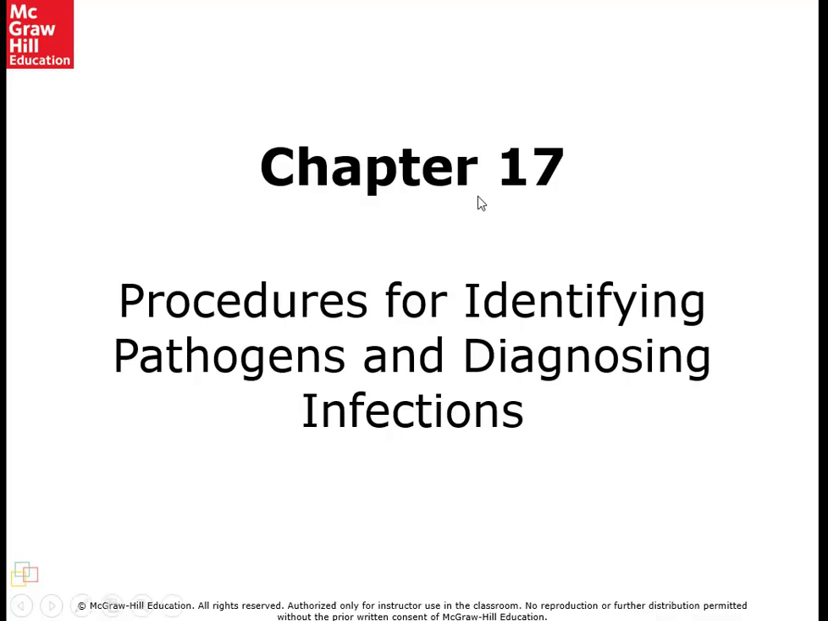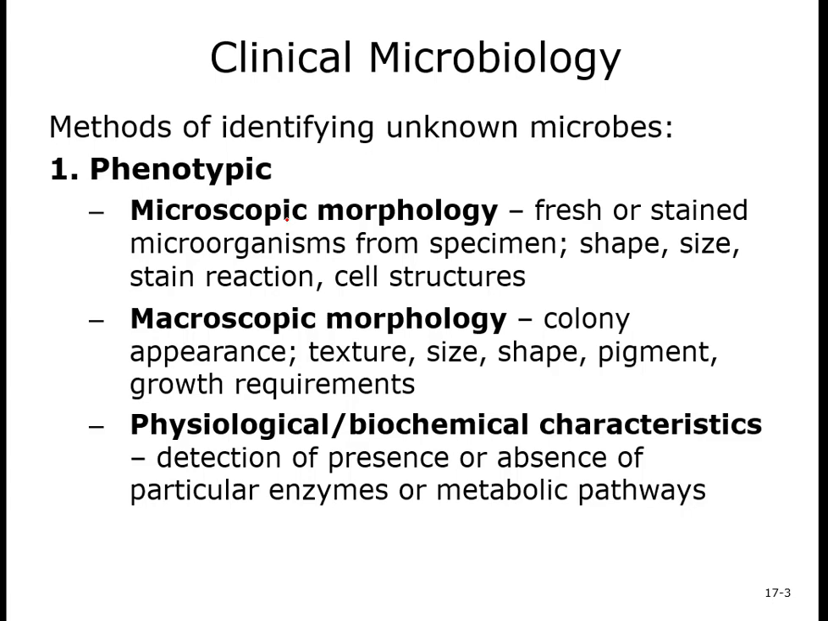This week we're going on to Chapter 17. And Chapter 17 talks all about how we identify and diagnose specific pathogens, especially when someone presents with a disease and we need to identify exactly what the disease is. There are three main methods we use to diagnose infections and identify pathogens.